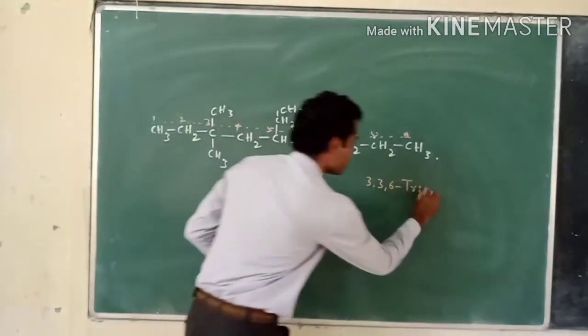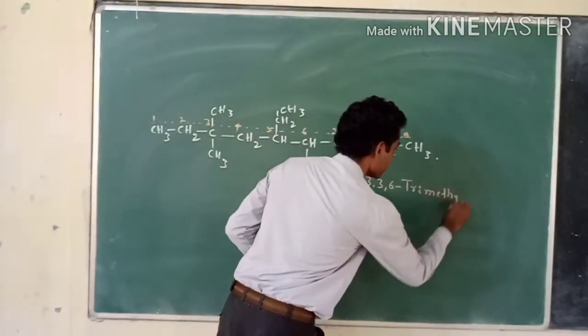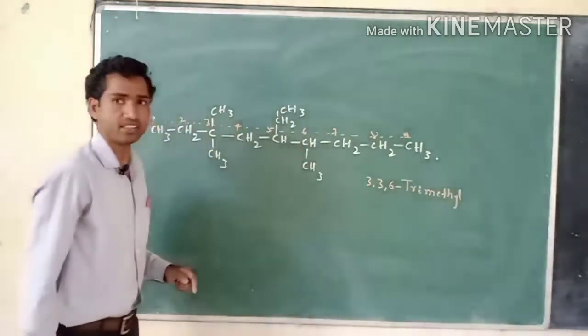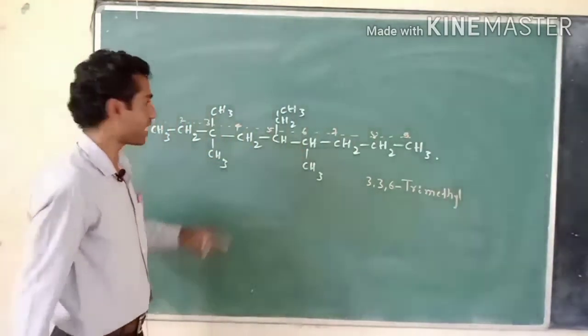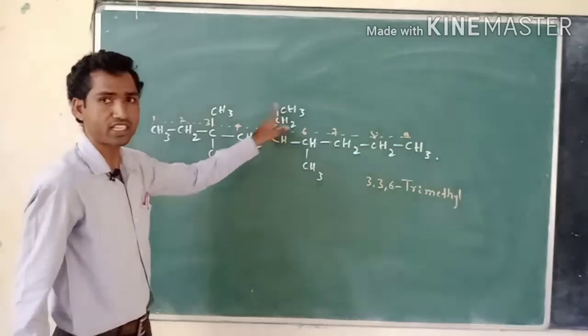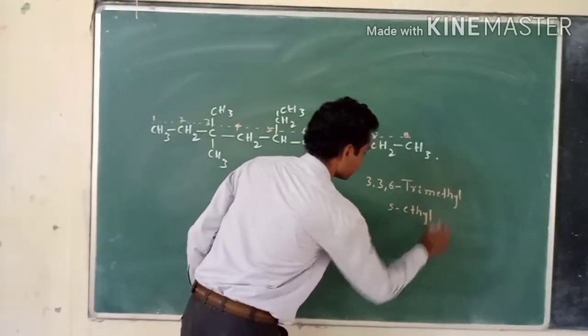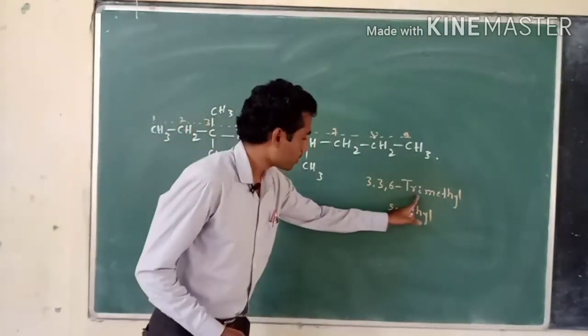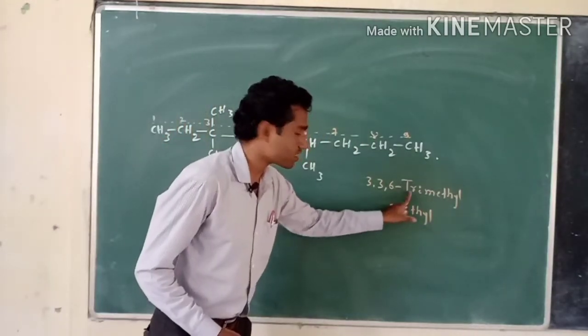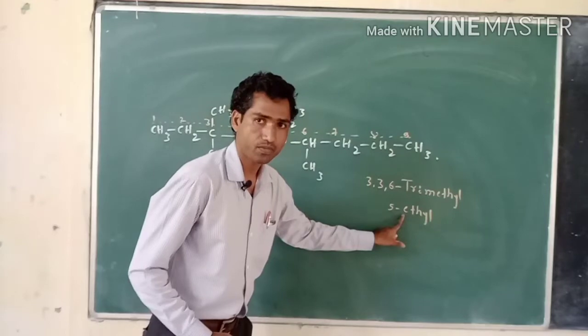So what is that? Methyl. What is the name of the substituent? Methyl. So this is one substituent. Another substituent is at the fifth position, an ethyl group is there. So at the fifth position, an ethyl group is there. So I want to list these substituents in alphabetical order.